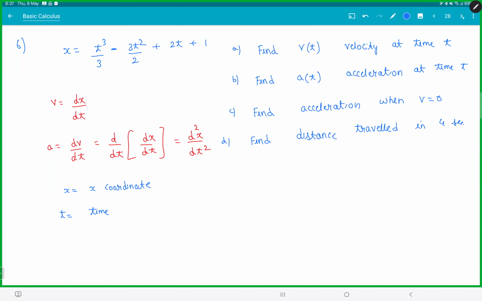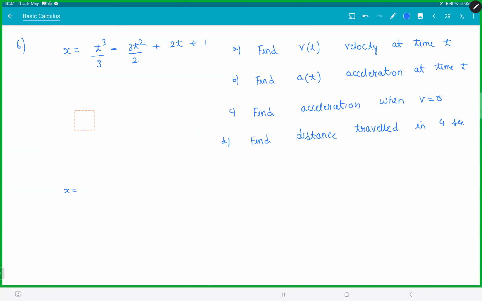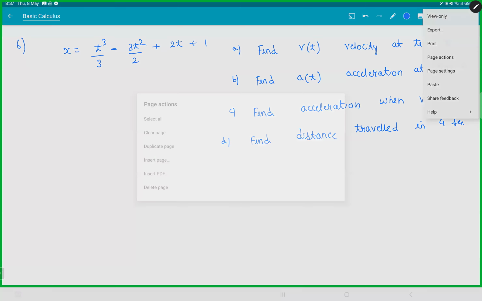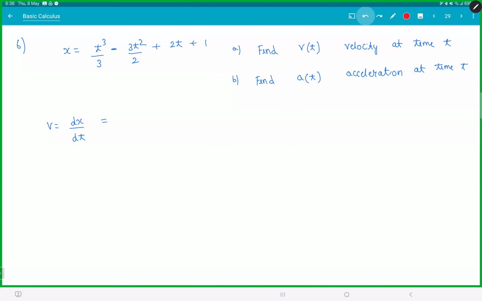Okay, let's see the first one. You want velocity as function of time t. So listen carefully. I need to differentiate this. So v is dx by dt. I'm skipping steps now. So t cube ka differential. What is t cube ka differential? 3 into t square. So 3 into t square, and there's a 1 by 3 waiting already there.